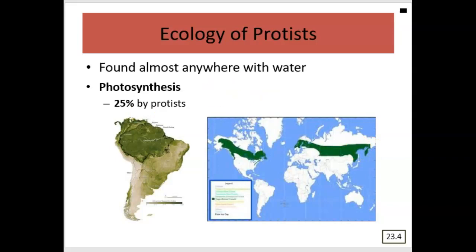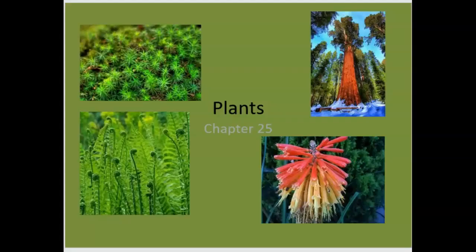All right, well that brings us then to plants. So we're going to move here from chapter 23 all the way up to chapter 25. I feel like the plant chapter makes more sense than our progression. So we're going to talk about more than one chapter about plants. We're going to start talking about plants here.